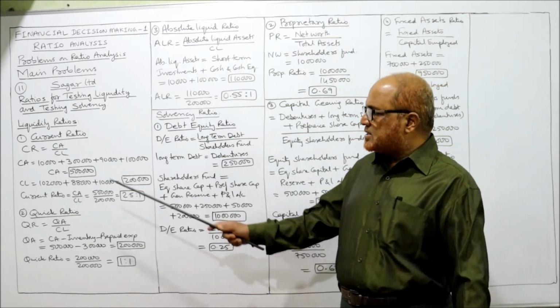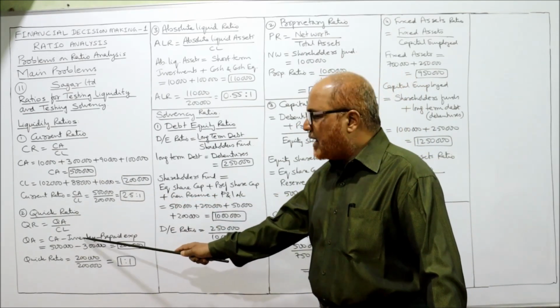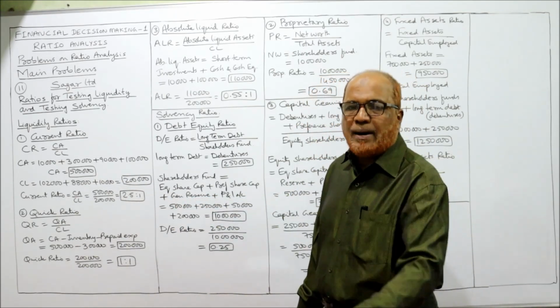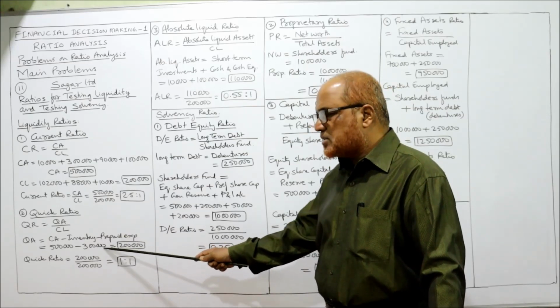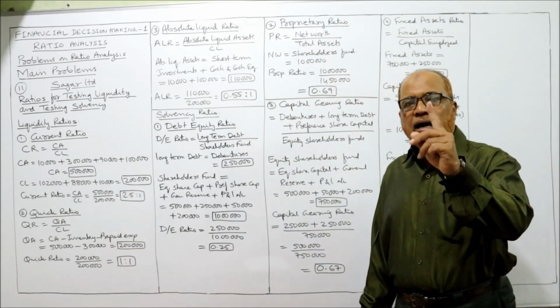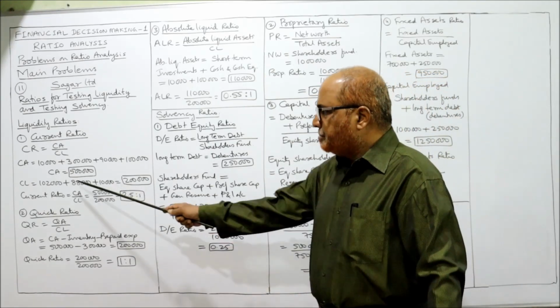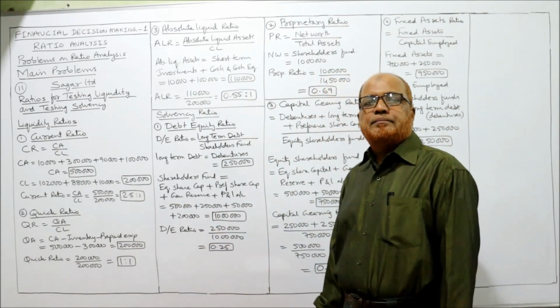What is the total of current assets here? 5 lakh. 5 lakh is the current assets minus inventories. If you see the balance sheet, inventory 3 lakh, deduct 3 lakh. There are no prepaid expenses. So 2 lakh rupees is the quick assets and current liability is also 2 lakh. So 2 lakh by 2 lakh, 1 is to 1.